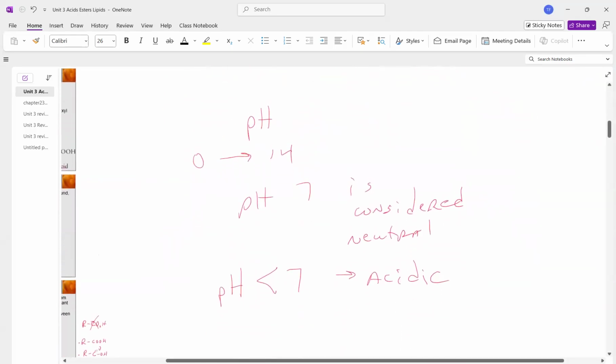Okay, so if the pH is less than 7, it's considered acidic. If it's greater than 7, it's considered alkaline.